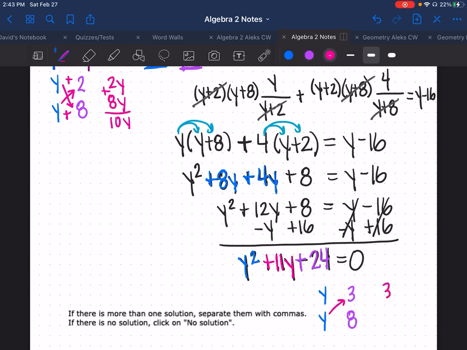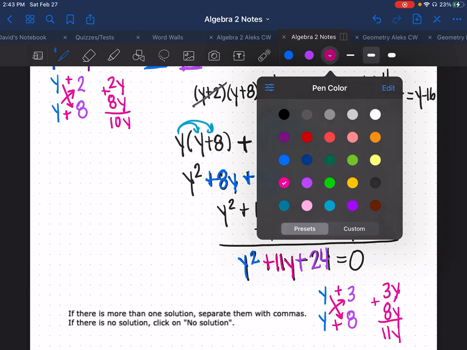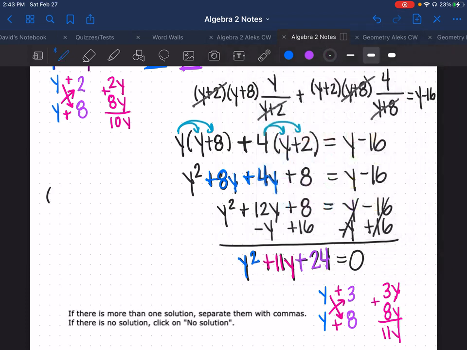Because 3y plus 8y is going to give me the 11y that I need. So there are my two terms. And what I have now is y plus 3 times y plus 8 is equal to 0.